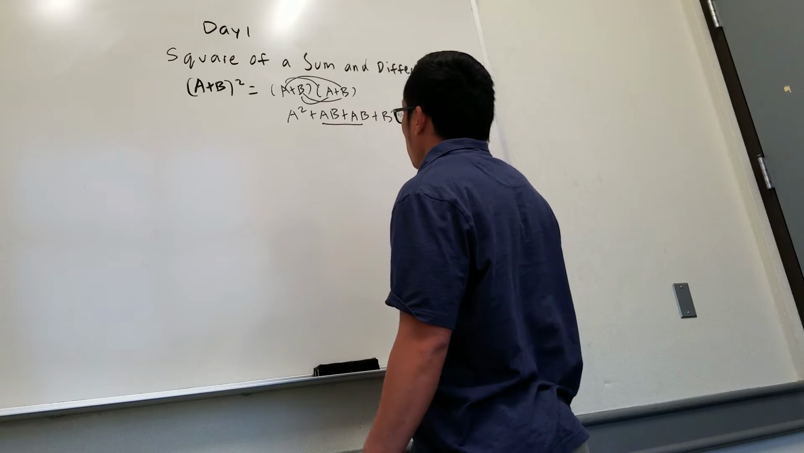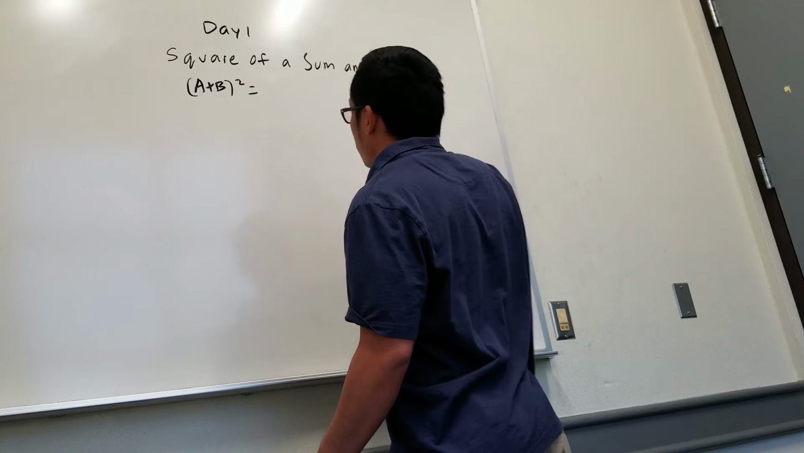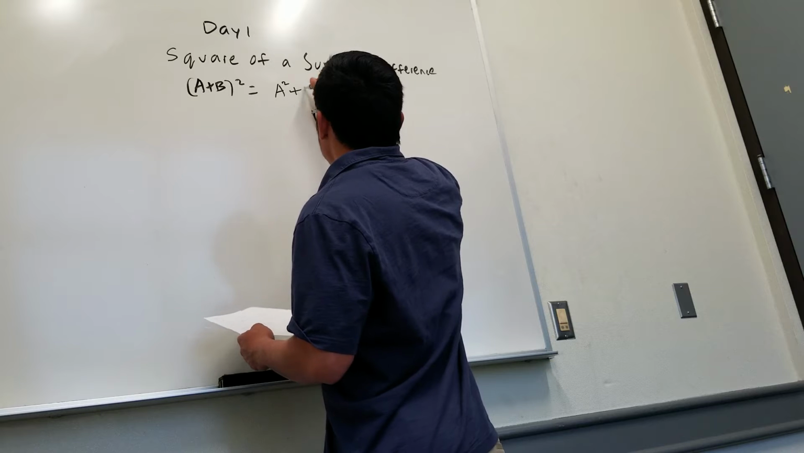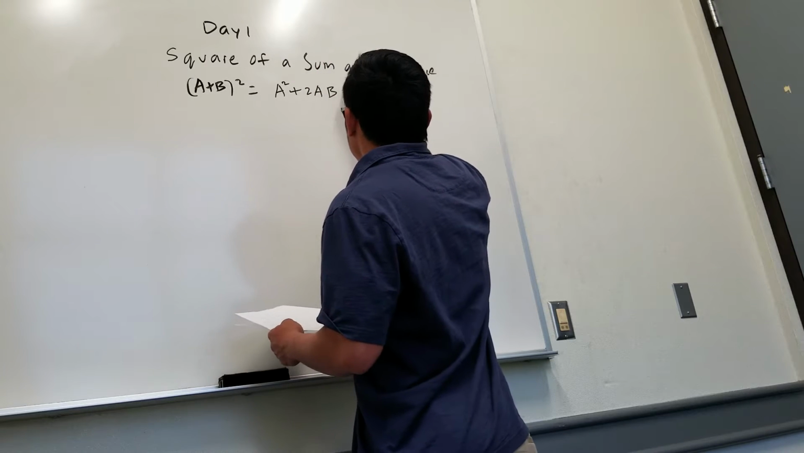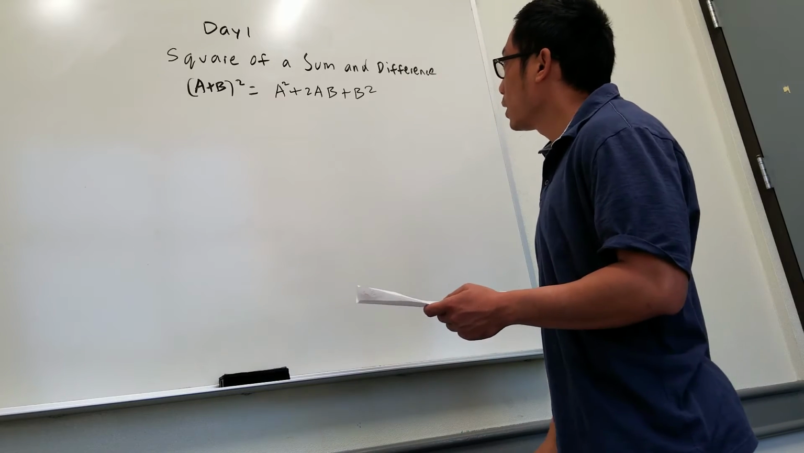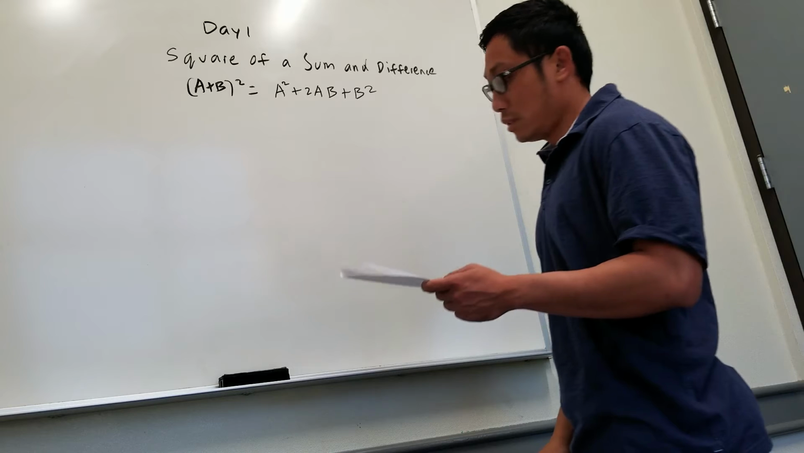This becomes 2ab. So I'm going to erase this. So we have a squared plus 2ab plus b squared. Okay? So we're going to use this technique instead of having to FOIL. Alright, so let's do that.